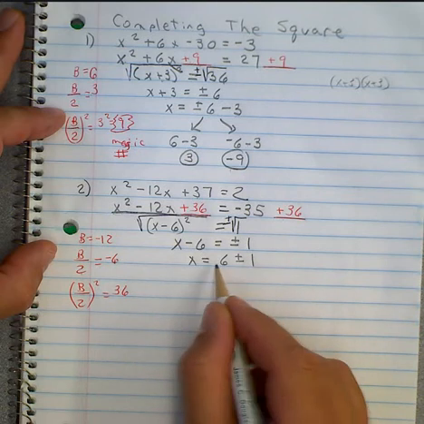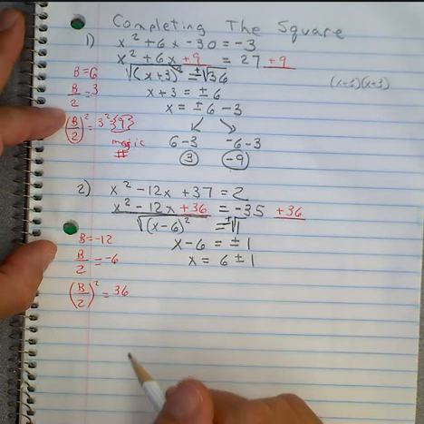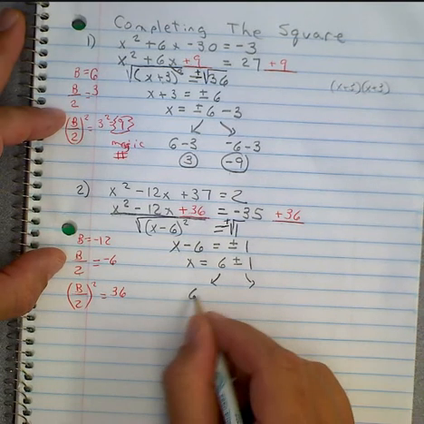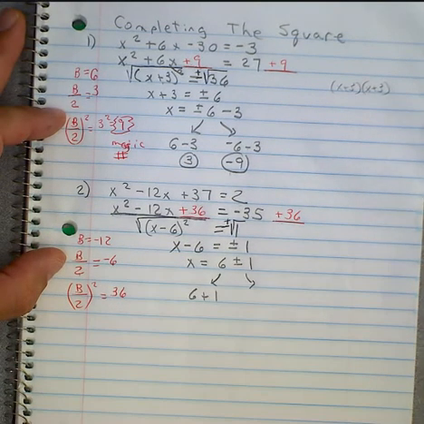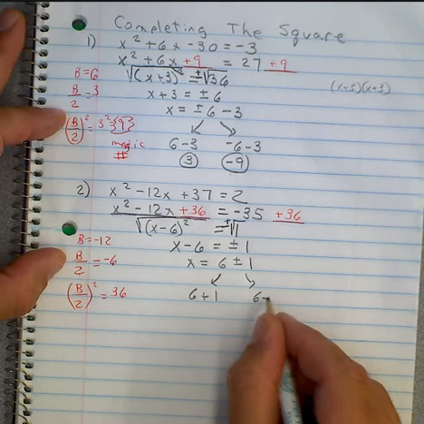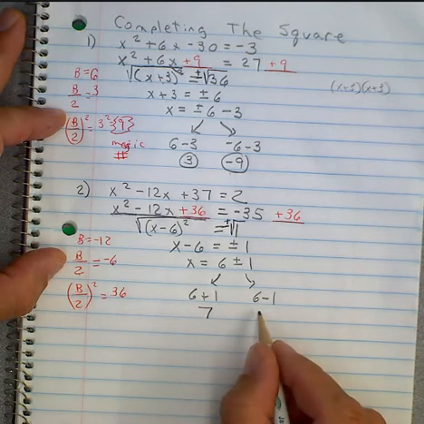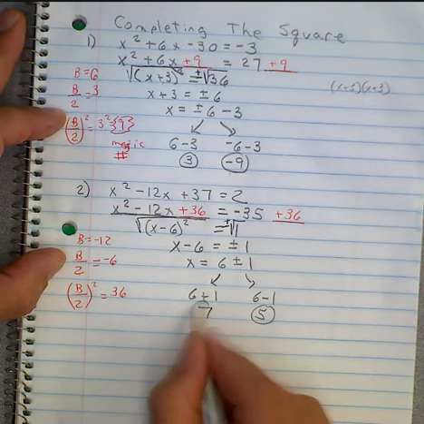I could have written the plus 6 on the end. That means I have 6 plus 1 and 6 minus 1. That gives me 7 and 5. 2 answers.